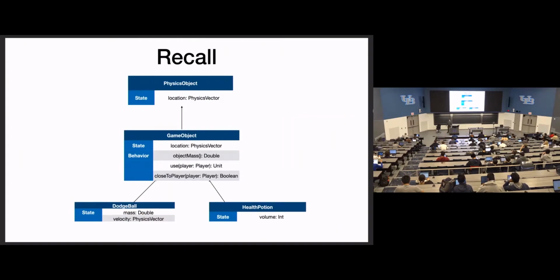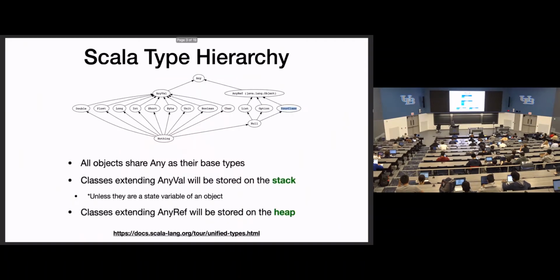So we extended that type hierarchy a bit. We have PhysicsObject, which we didn't say extends anything, so by default it extends AnyRef. And then we had GameObject extend PhysicsObject, and then we had HealthPotion and Dodgeball both extend GameObject. So we expanded that type hierarchy, having PhysicsObject right here, extending AnyRef, and then our other classes below that, and then technically Null extending each one of our classes, and then Nothing extending everything.